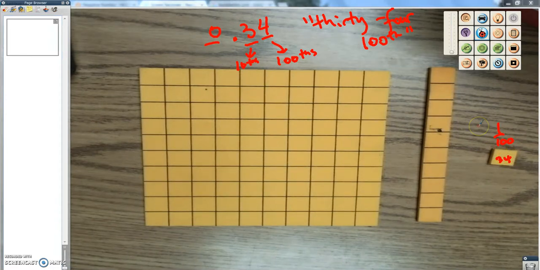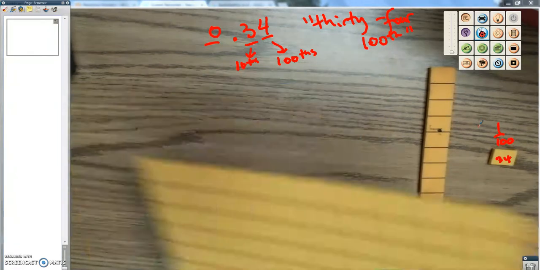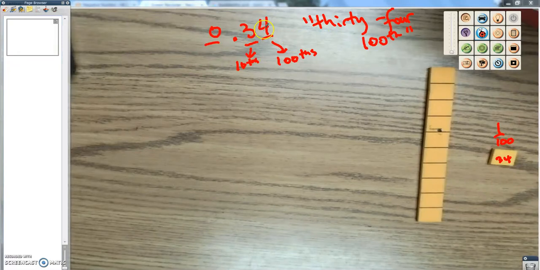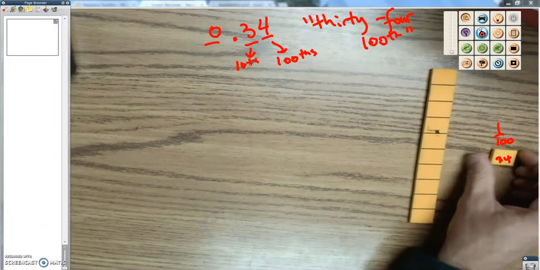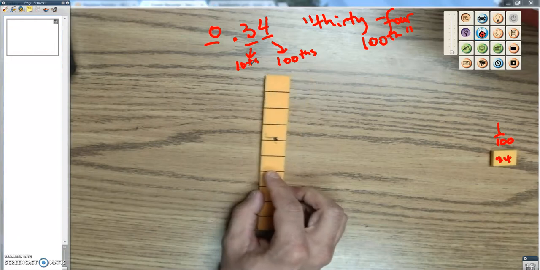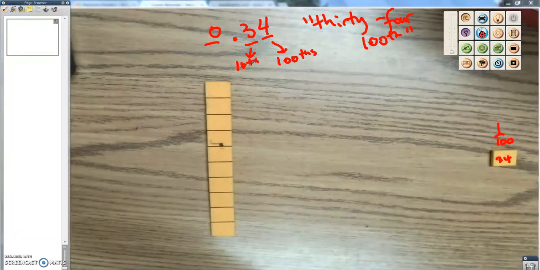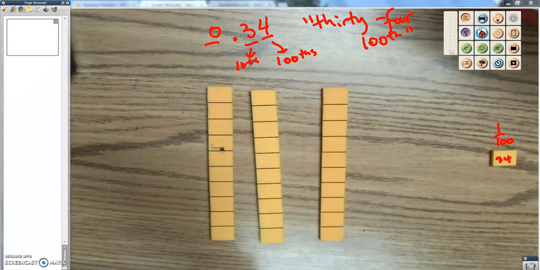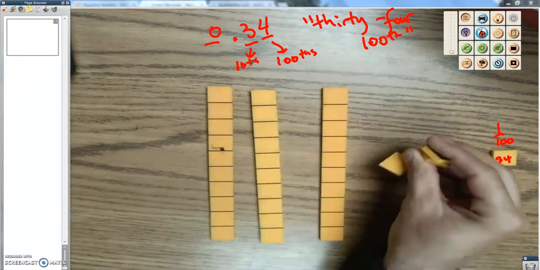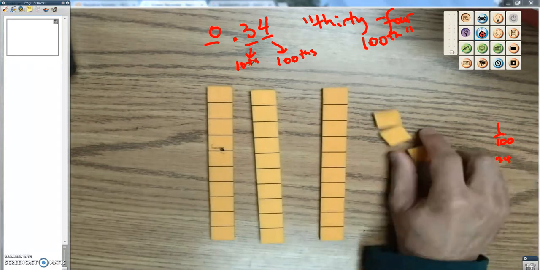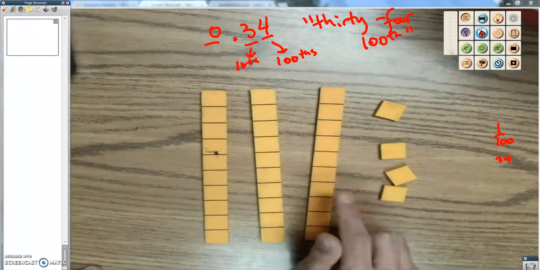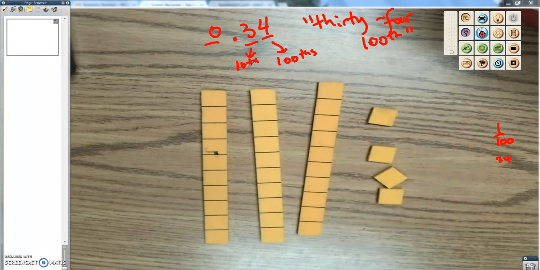Now, that's kind of a clumsy way to do it, since this is a whole. A faster way to do it than 34 little ones would be to say, well, I need 3/10ths and 4/100ths. This is going to be 10 of these. So I could do 34/100ths as 10, 20, 30, and then 4 ones. So now if I look at this, this is 34/100ths, right? If I counted every one, 1, 2, 3, 4, 5, 10, 20, 30, 31, 32, 33, 34. So that's 34/100ths with base 10 blocks.